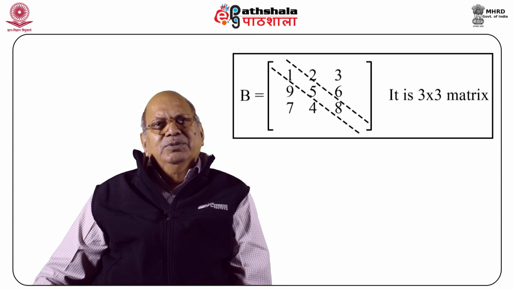Square matrix. If the number of rows m of a matrix is equal to the number of columns n, it is called a square matrix. Matrix B below is a square matrix. In a square matrix, the elements of the diagonal are called diagonal elements. Here they are shown between dotted lines, and these are 1, 5 and 8.